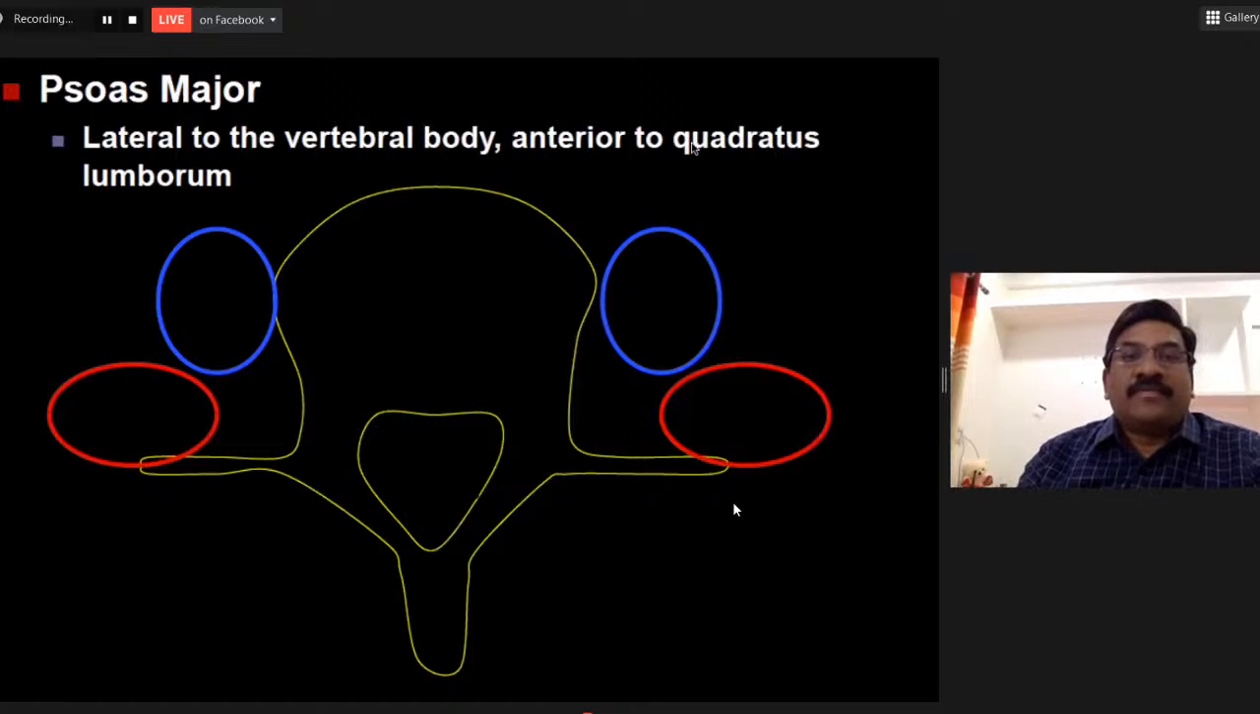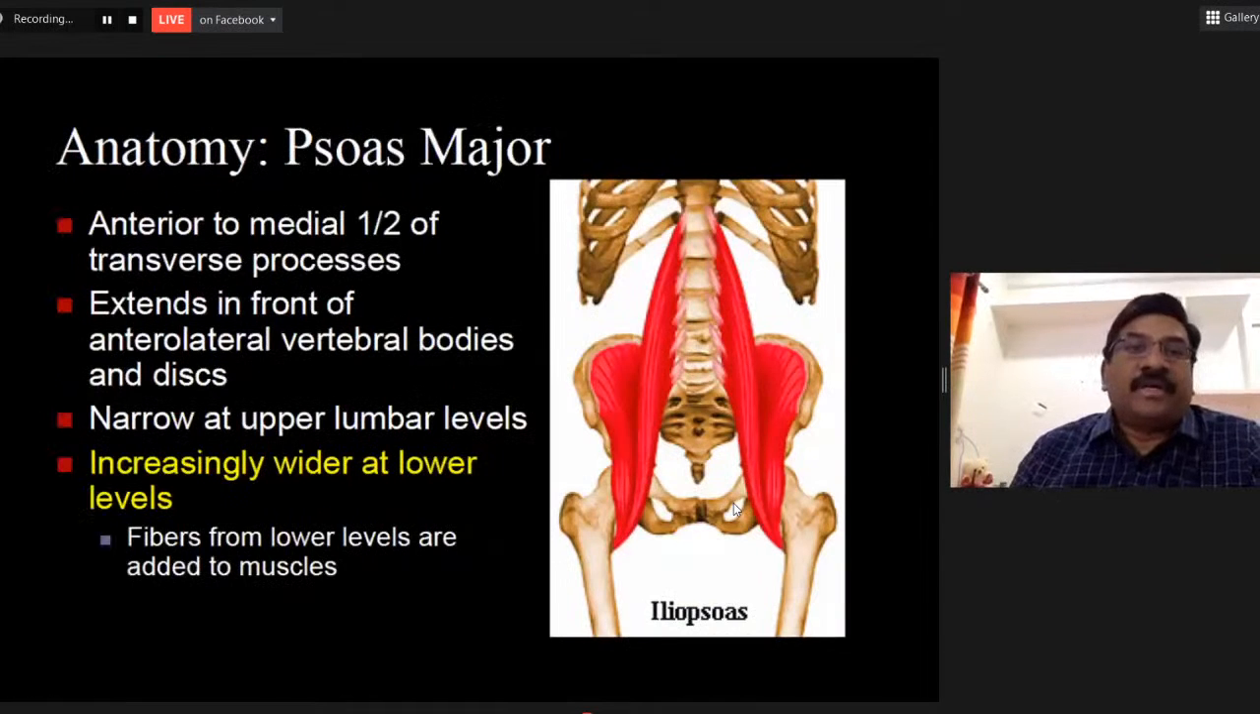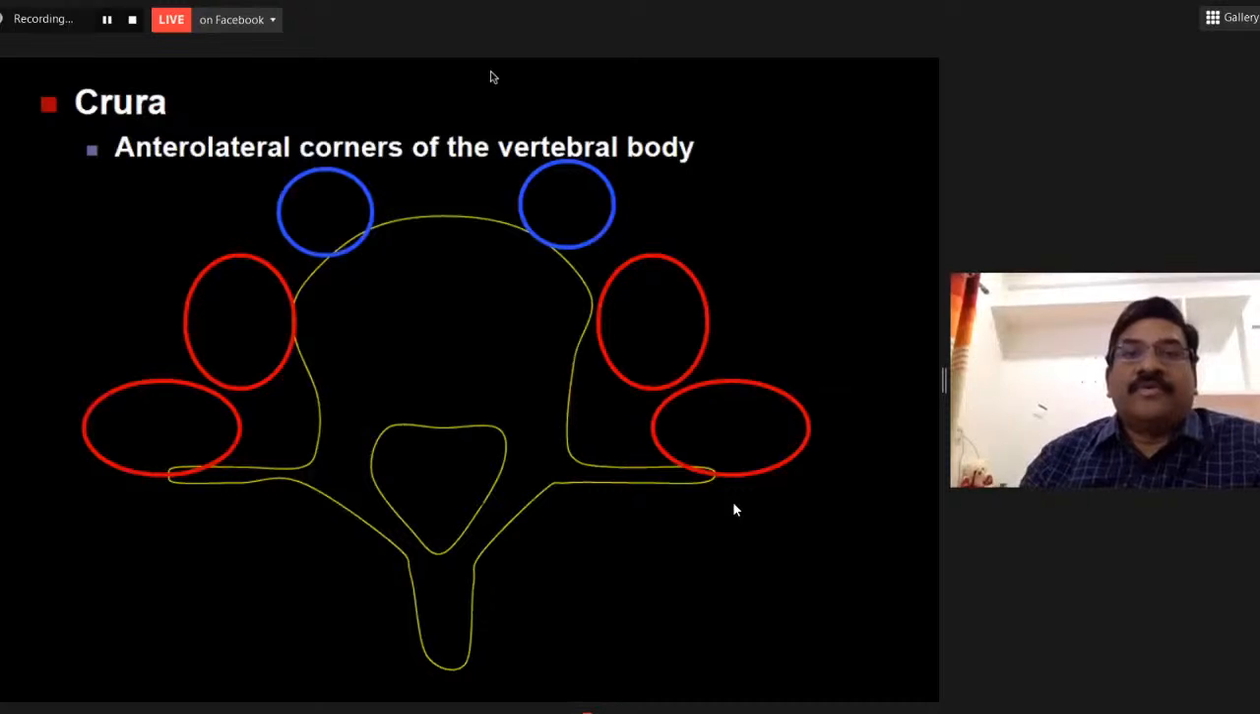The psoas major, which is the blue one here, lies a little ventral to the quadratus lumborum, but again the psoas major starts from the middle of the transverse process, extends in front of the anterolateral border of the spine, and it increasingly becomes wider at the lower levels, as the fibers from the lower lumbar levels add to this muscle. So you see a thick bulk of muscle over here.